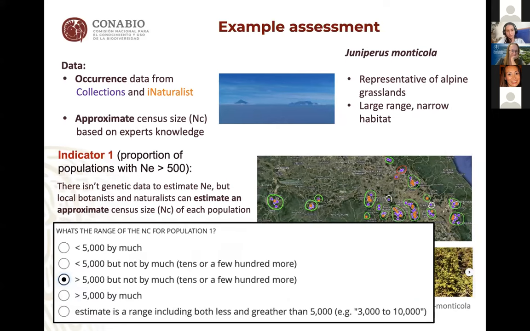Then, as I told you before, we don't have real abundance data, but we can ask local botanists and scientists working in these regions for an estimate of the size of the populations within each cluster of mountains. For example, they can tell us if the population is definitely smaller than 5,000 individuals or larger than 5,000, but not by much, maybe just a few tens or hundreds more.